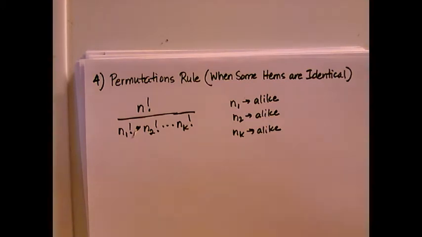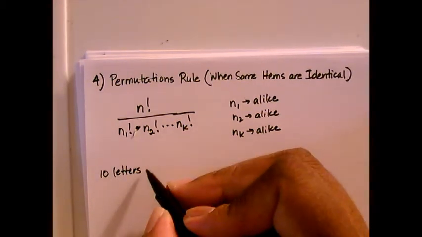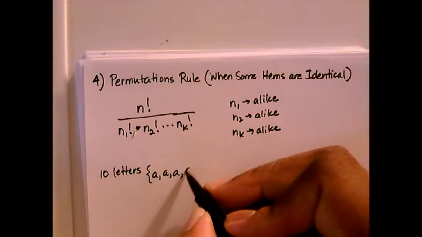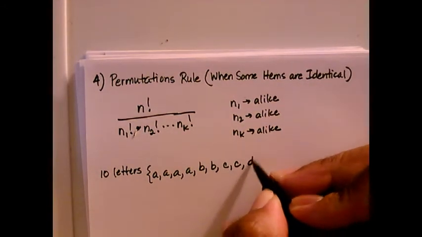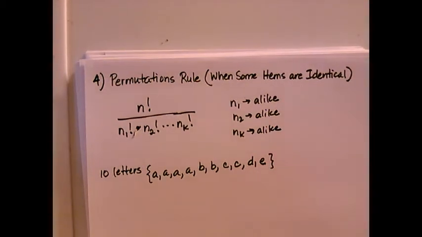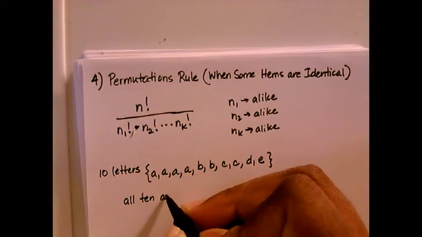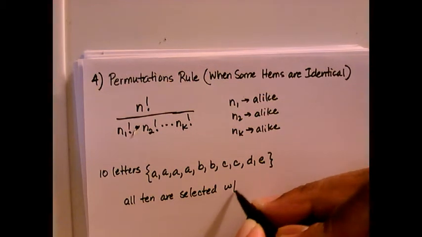Okay, now here's an example. Let's say we had 10 letters of the alphabet. And here we got 4 A's, 2 B's, 2 C's, a D, and an E. And here, those items are available, those letters are available. All 10 are to be selected without replacement. So here, all 10 are selected without replacement.